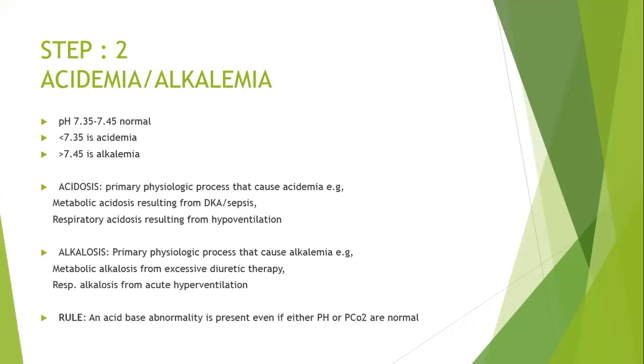So the second step is to find out whether we have acidemia in blood or alkalemia. As we already discussed, normal blood pH is 7.35 to 7.45, and pH of less than 7.35 is said to be acidemia, and that of more than 7.45 is considered alkalemia. Acidosis and alkalosis are the primary physiologic processes that cause acidemia and/or alkalemia respectively. And these are a few of the causes of acidosis and alkalosis. We'll discuss them later also.